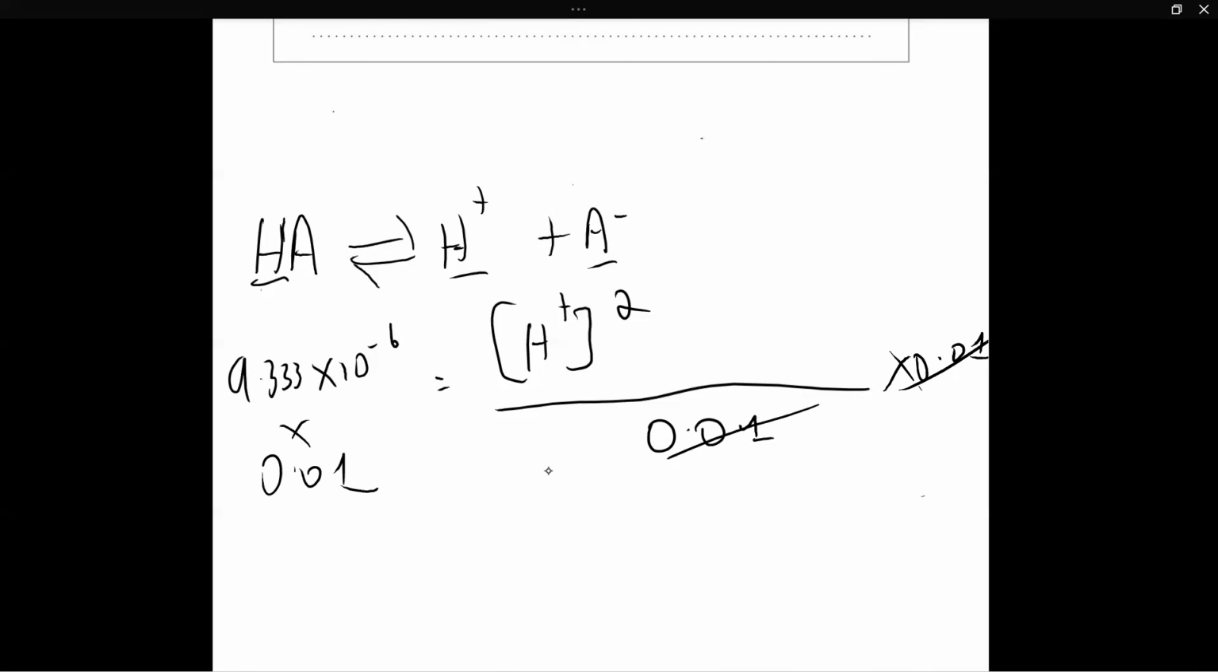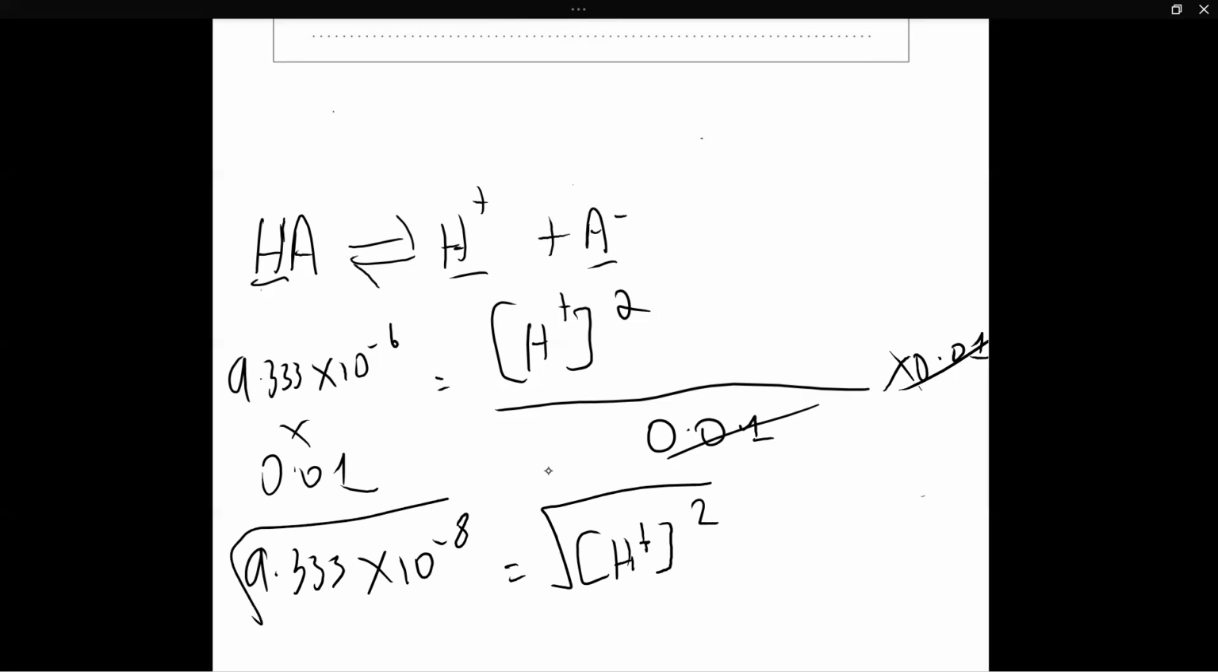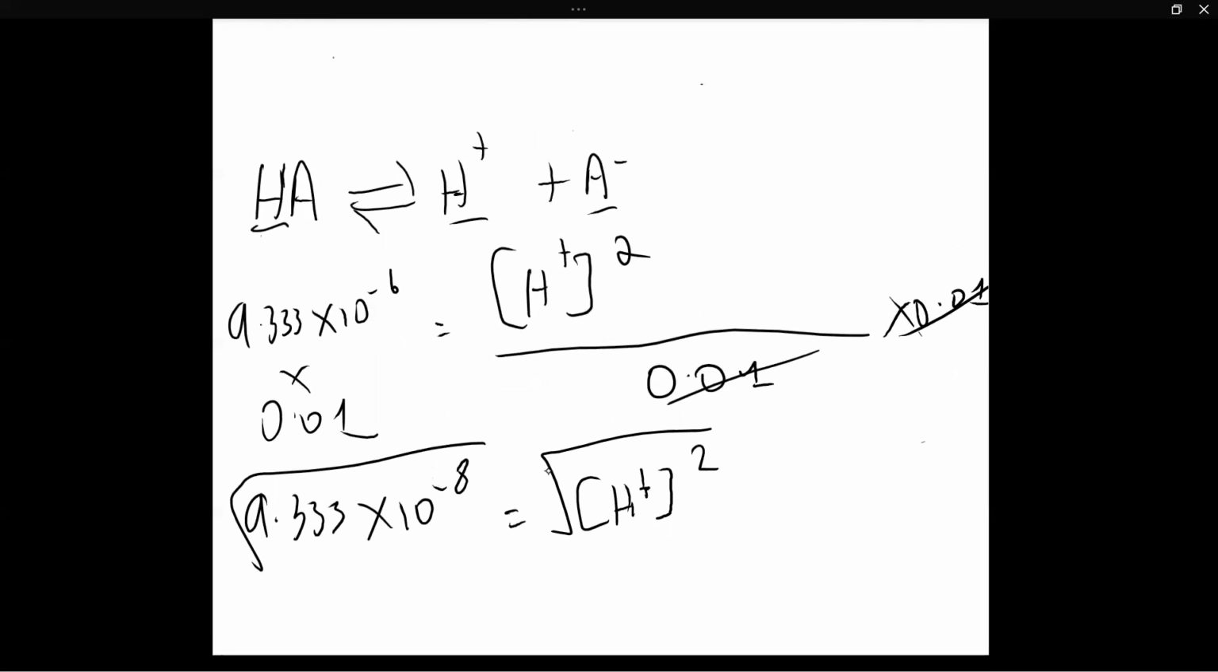So then this leaves us with an answer of 9.333 times 10 to the negative 8 is equal to H plus squared. Now I want to remove the squared. I only want to find the concentration of H plus. So I have to square root both sides. And that gives us an answer that tells us that the concentration of H plus is 3.0549 times 10 to the negative 4. That is the concentration of H plus.